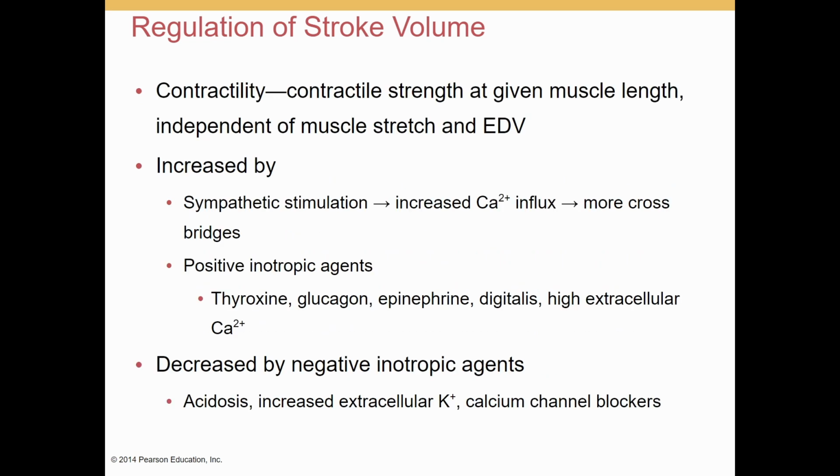Contractility is another thing that regulates stroke volume. The contractile strength at a given muscle length is independent of muscle stretch and EDV. There are other chemicals that can affect contraction force, such as sympathetic stimulation, which causes increased calcium influx and more cross bridges to form, or the use of positive inotropic agents like thyroxine, glucagon, epinephrine, and high extracellular calcium levels. These would all increase contraction force. There are also negative inotropic agents like increased extracellular potassium, acidosis, and calcium channel blockers that would decrease contractility.